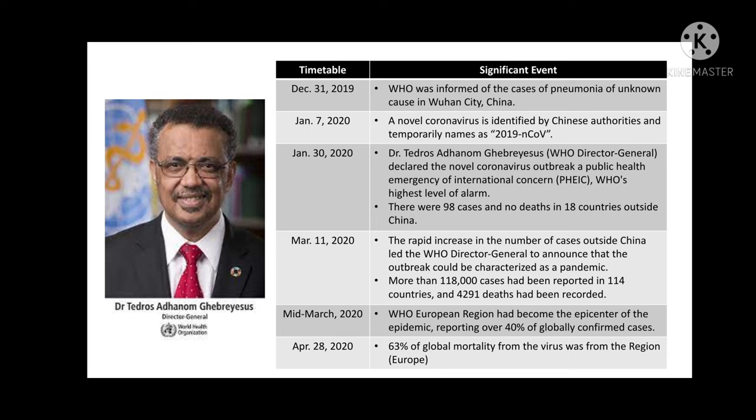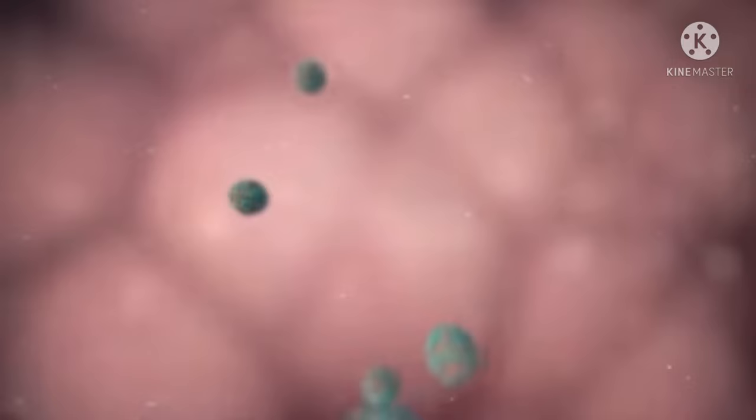On December 31, 2019, the World Health Organization was informed of cases of pneumonia of unknown cause in Wuhan City, China. A novel coronavirus was identified as the cause by Chinese authorities on January 7, 2020 and was temporarily named 2019-nCoV, otherwise known as the 2019 novel coronavirus.